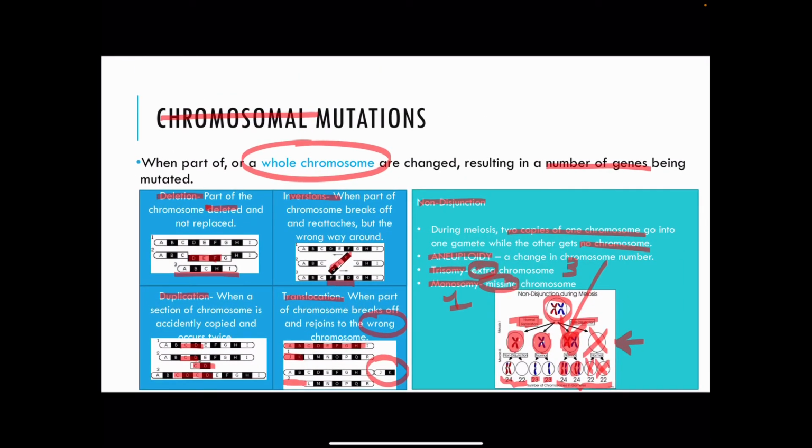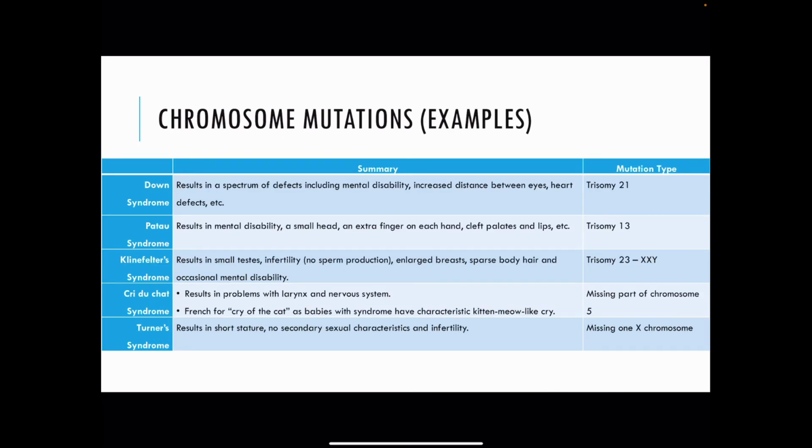Looking at some examples of chromosomal mutations now. Our first is Down syndrome. Down syndrome is also known as trisomy 21. Trisomy meaning that we've got an extra copy of the chromosome, okay? 21 meaning it's occurring on chromosome 21. So what we have is instead of 2 copies of chromosome 21, we've got 3. Now, Down syndrome results in a spectrum of defects, including mental disability, an increased distance between the eyes, and heart defects and other physical malformations as well.